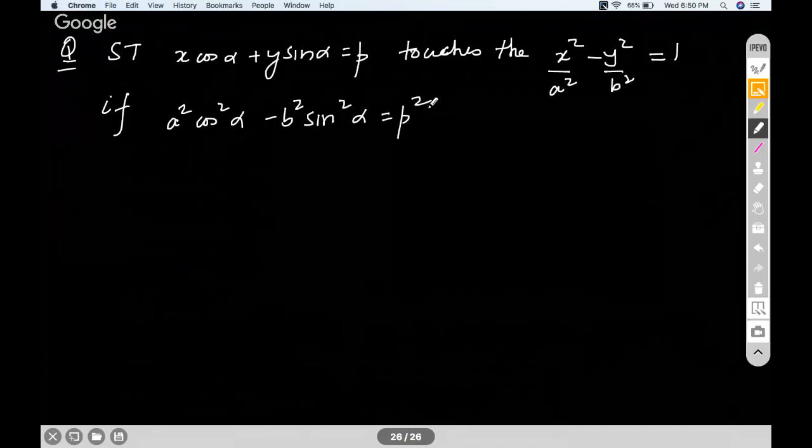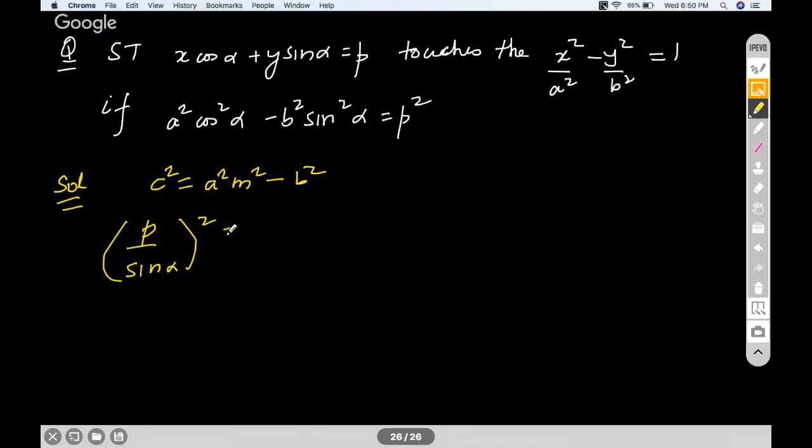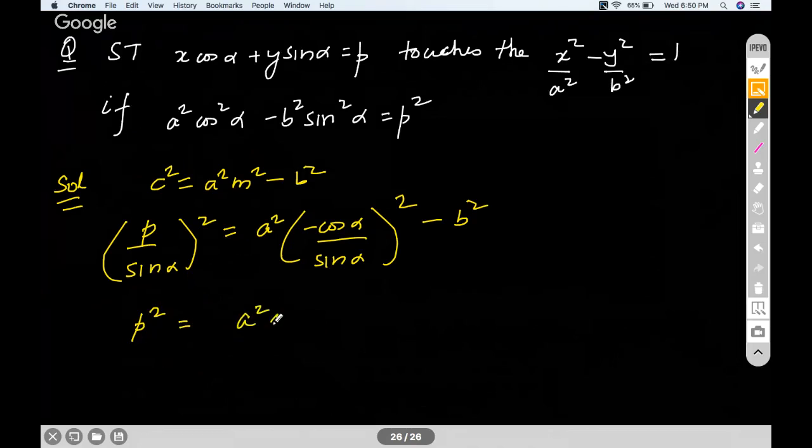Done? So Lalita is done. So very simple. Use the condition c square is equal to a square m square minus b square. So remember c over here will be p by sine alpha. A square m will be minus cos alpha by sine alpha whole square minus b square. So multiply throughout with sine square alpha. You will get a square cos square alpha minus b square sine square alpha. Okay. Hence proved.